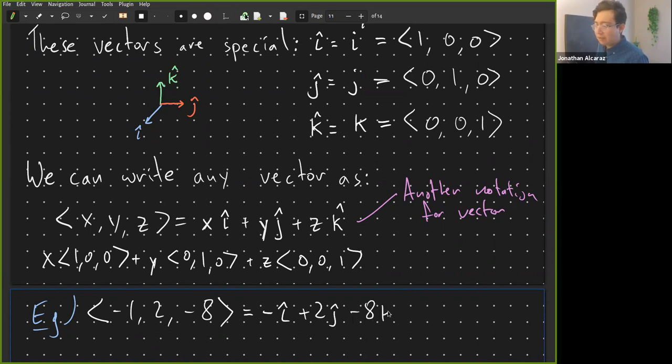minus 8k. So this is another notation for vectors that comes up sometimes, which you can think of as IJK notation. More properly, it would be writing your vector in terms of the standard basis. Okay, that's how you say it. If you were trying to impress your math professor, you'd say this is the vector in terms of the standard basis, but you can also just think of this as IJK notation. Okay. And this slide is just representing why we can use this other notation and what this notation actually means.